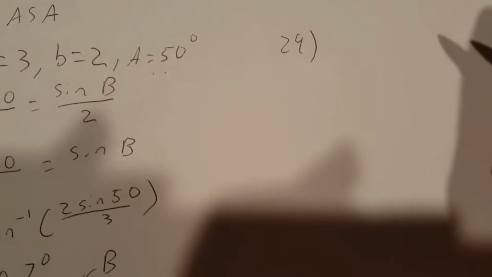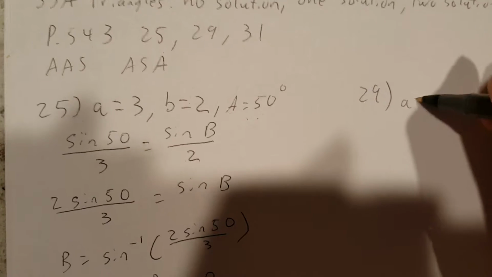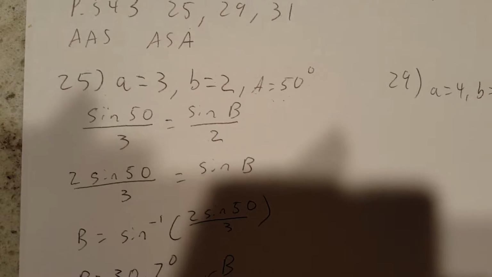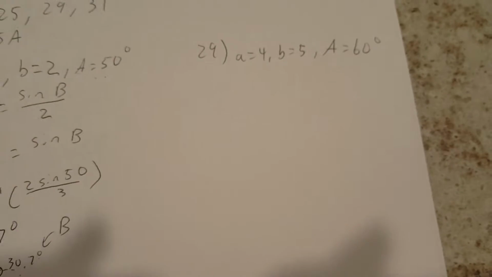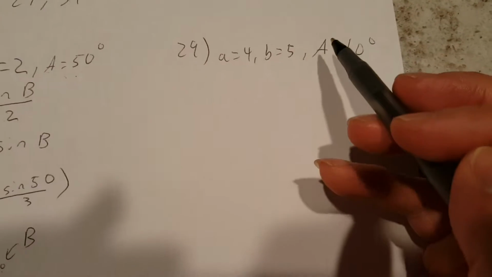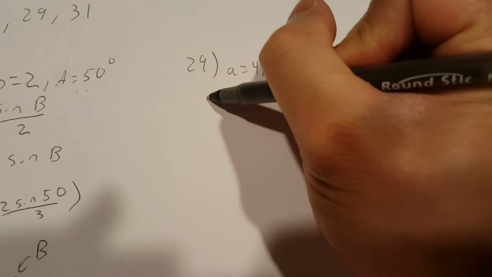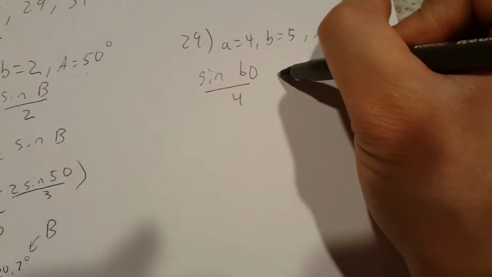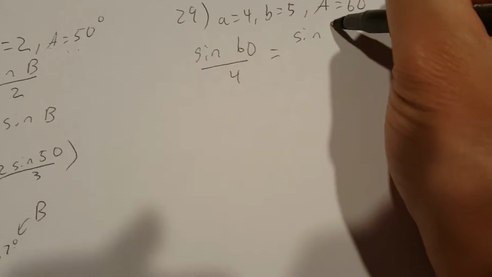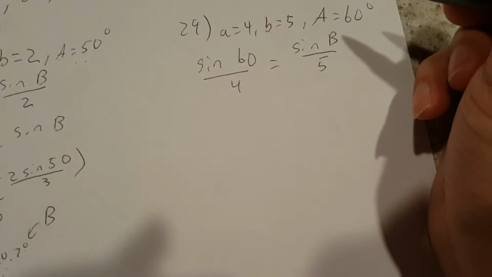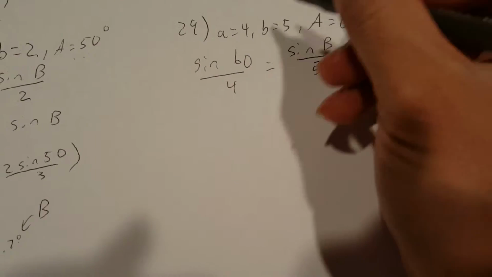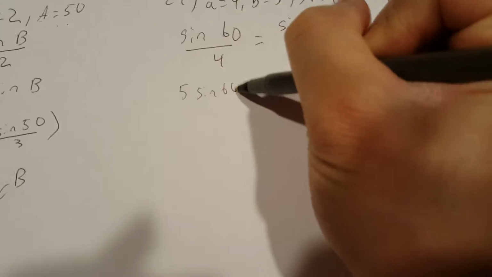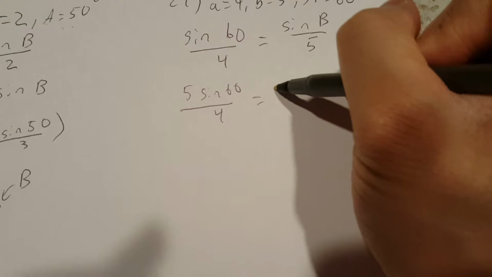Now 29, A is 4, B is 5, and A is 60 degrees. Sorry about that. Okay, so I have capital A, lowercase a, so I know I could do sine of 60 over 4 is equal to sine of B over 5. Now if I multiply both sides by 5 to get sine B by itself, I get 5 sine 60 over 4 is equal to sine B.